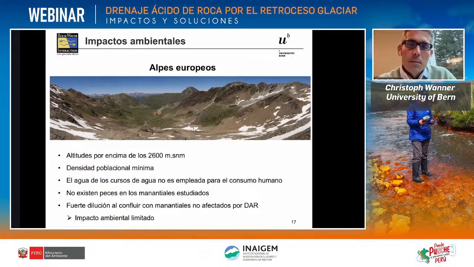But besides that, it looks like, at least in the Alps, the environmental impact is a little bit limited, and that's because the process occurs at high altitude, above 2,600 meters. So you see that there's very little population, and also the stream, the acidic streams.